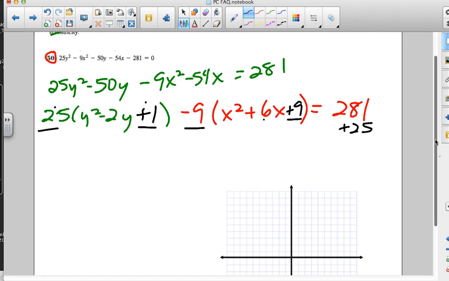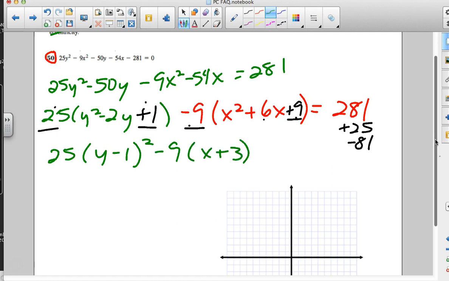But we did not add 9 because negative 9 times 9 is 81, and we subtracted negative 9 times 9, which is negative 81. So now we have 25 times (y minus 1) quantity squared, minus 9 times (x plus 3) quantity squared, equals, and we realize that is 225. What a nice number over there.